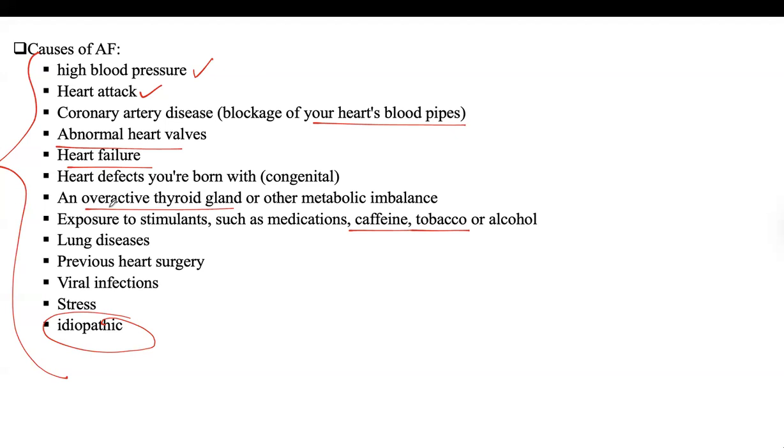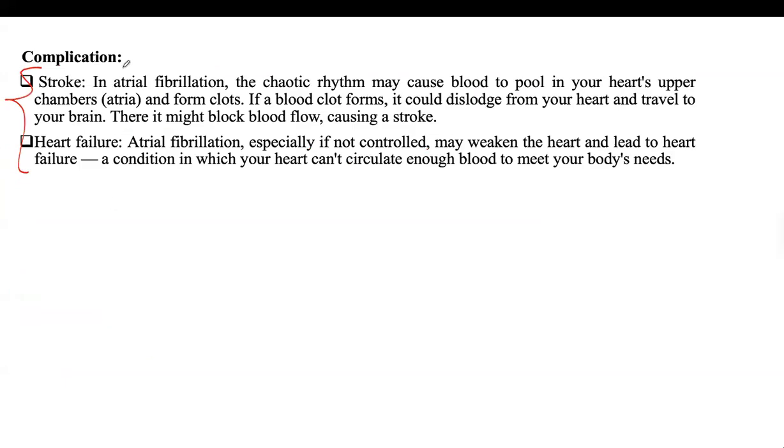The other task was to discuss the complications of it. So what are the complications of AF? Left untreated, this chaotic rhythm can cause your blood to pool in your heart's upper chamber, and it can form a clot. If this clot forms, it can easily dislodge from your heart and go to your brain, causing a block of blood flow to the brain, which is what we call a stroke.